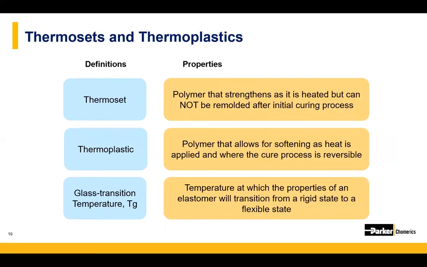All right, so this slide, we wanted to describe the difference between 2 types of materials, one a thermoset and one's a thermoplastic material. We have both types in our conductive compounds portfolio. A thermoset is a material that strengthens as it's heated, but cannot be melted or reheated after initial cure, whereas thermoplastics can be without any chemical changes.